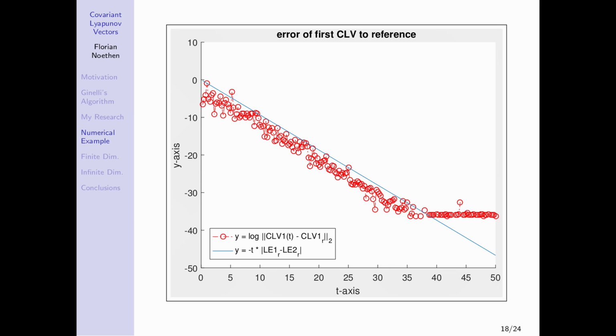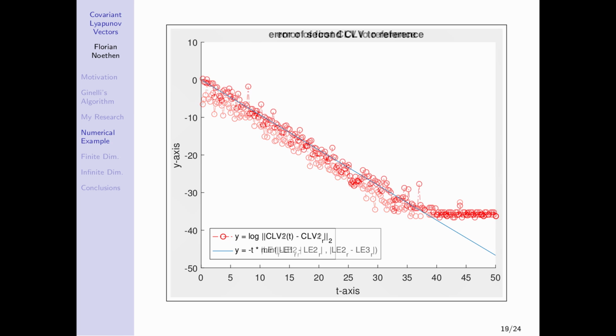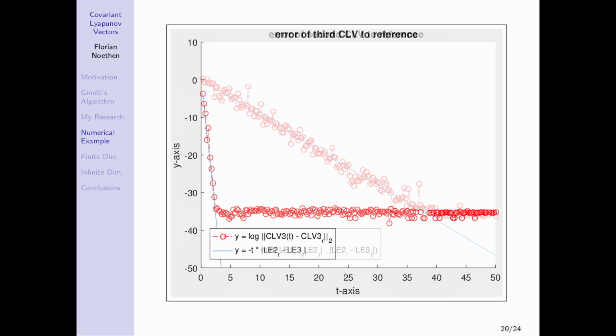That is until system accuracy is reached. We can see a similar behavior for the second CLV, where the error again decays exponentially fast with a rate given by the spectral gap between the second Lyapunov exponent and its neighbors. And the slope is the same as for the first CLV because the distance between the first and second Lyapunov exponent is smaller than the one between the second and third Lyapunov exponent. Whereas for the third CLV, we have a much faster convergence, which is due to the large gap between the second and the third Lyapunov exponent.